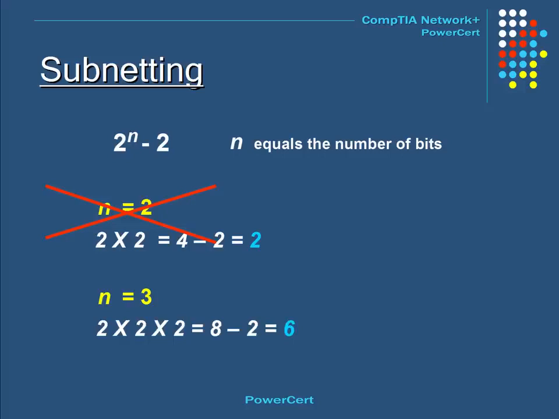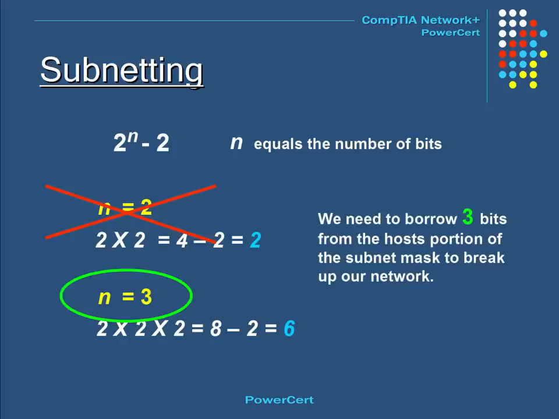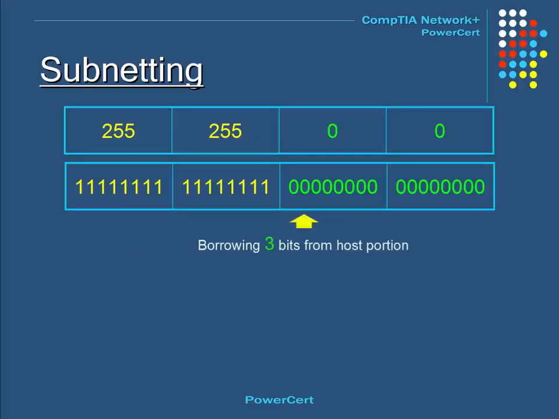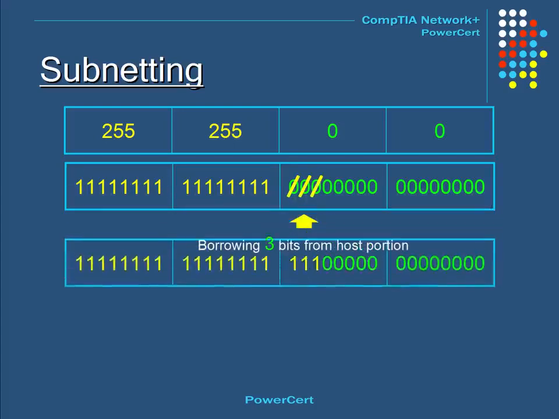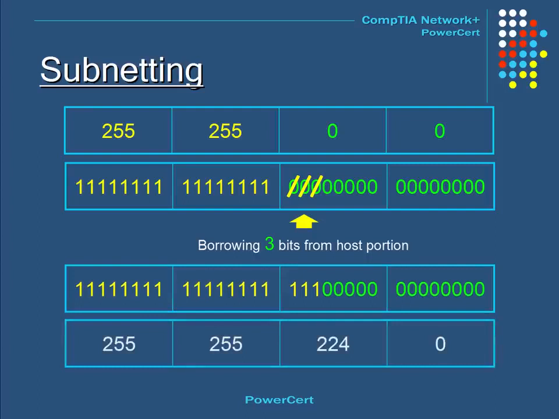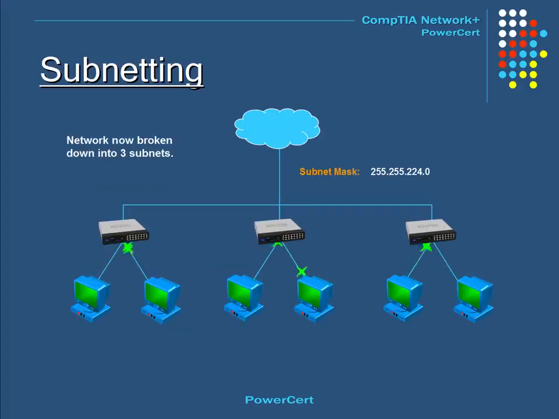So 2 times 2 times 2 equals 8, and 8 minus 2 would equal 6. So borrowing 3 bits will give us 6 subnets, which will be fine because we need at least 3 subnets. So our new custom subnet mask is 255.255.224.0, which will give us 8,000 hosts per subnet. And now our network is broken down into 3 subnets.